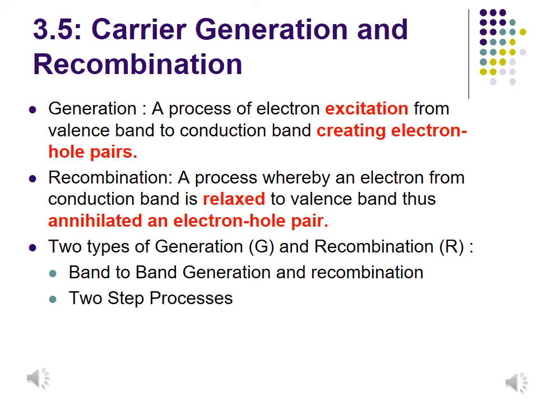Generation is a process of electrons being excited and moved from valence band to conduction band. So, when the electrons leave valence band to jump to the conduction band, they leave an empty space, or holes, at the valence band. Thus, generation, by definition, is the process of electron excitation from valence band to conduction band, creating electron and hole pairs. On the other hand, recombination is a process where electrons at the conduction band return to the valence band.